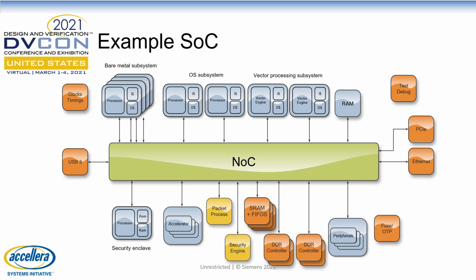There are some high-speed interfaces for off-chip communication, PCI Express, Ethernet, and USB 3. The SoC uses multiple DDR controllers to support multiple memory channels, as well as a collection of other peripherals. System security is increasingly important and is addressed using entities such as the security engine, sometimes referred to as root of trust, or TEE, trusted execution environment, as well as more traditional fuse and OTP blocks.